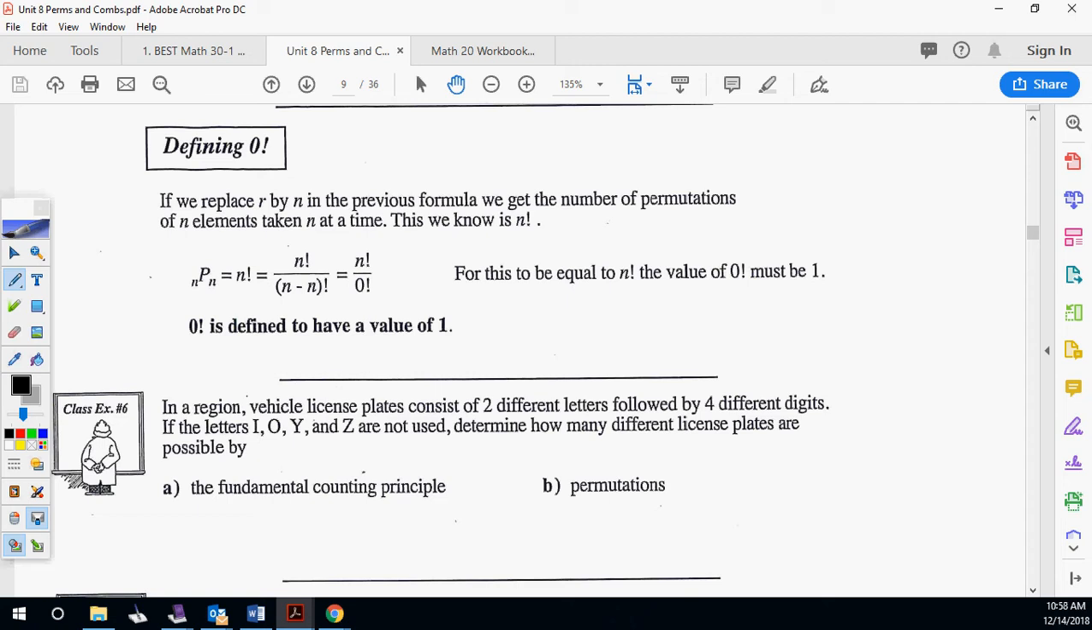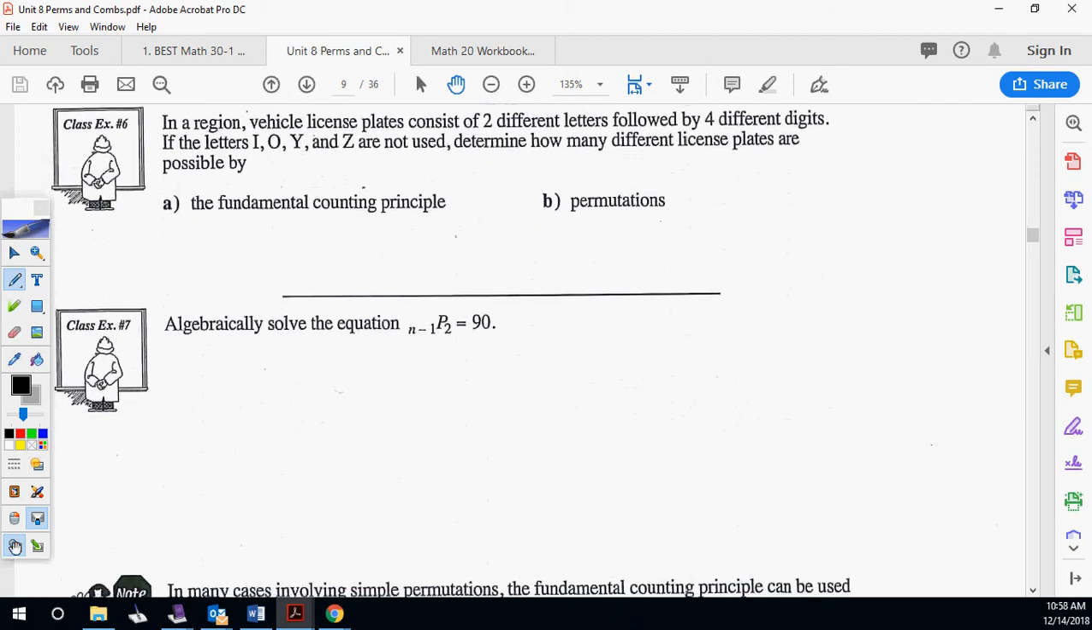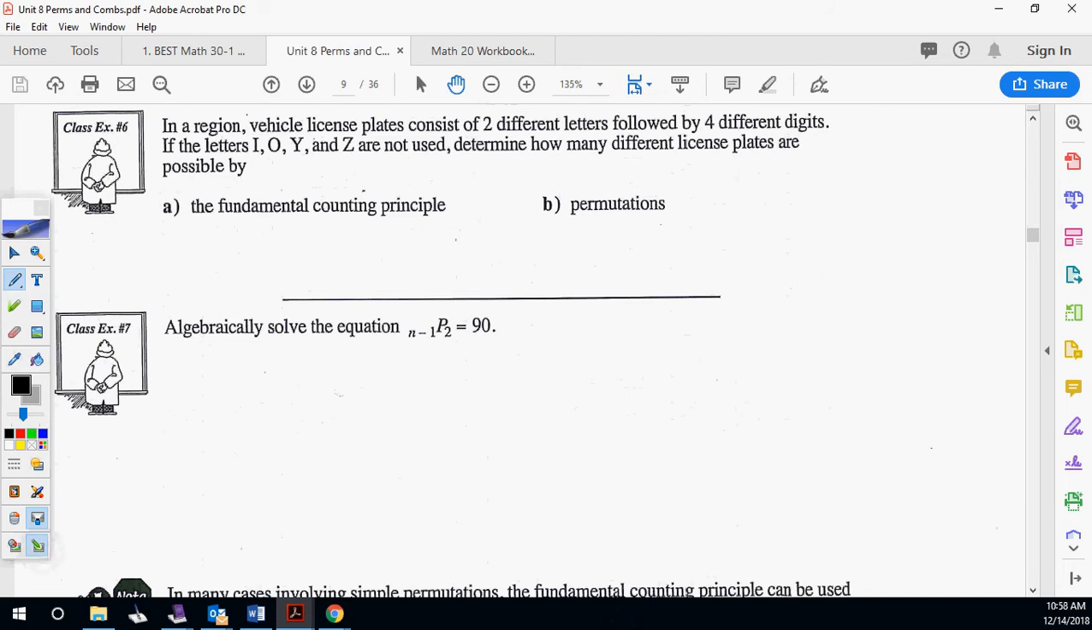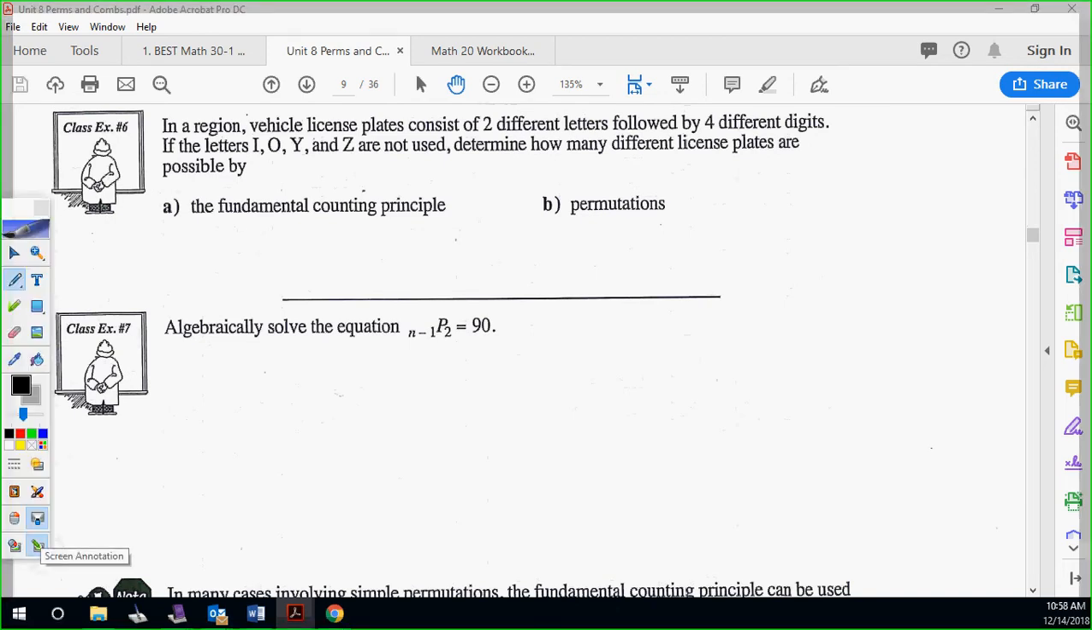All right. In a region, vehicle license plates consist of 2 different letters followed by 4 different digits. Got the license plate thing again. If the letters I, O, Y, and Z are not used, determine how many different license plates are possible. Do it from lesson 1 and then from today's lesson. So lesson 1, we would say, well, there's 4 letters we can't have. So then it would be 2 letters, 4 different digits.